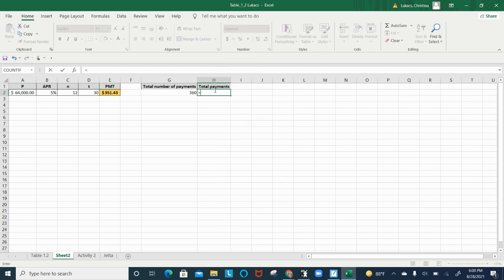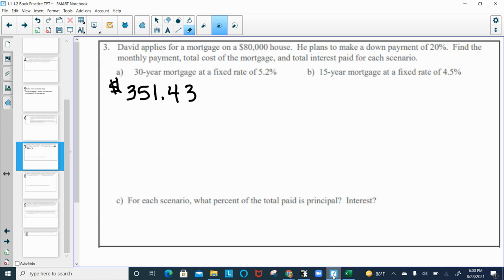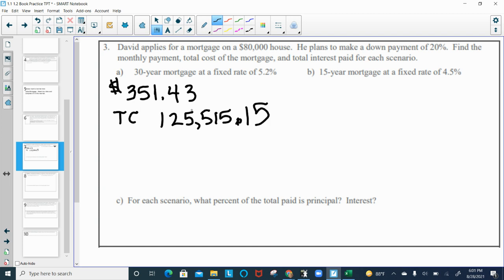I'm going to write another little formula, equals. This is going to get paid 360 times. He's going to pay out in mortgage payments, assuming he doesn't pay ahead or he doesn't miss anything, $126,515.15. So let's write that down. The total cost, I'll call that total cost. Sorry, that should be a 6. There we go. All right.